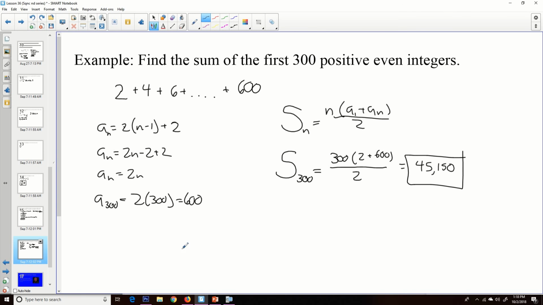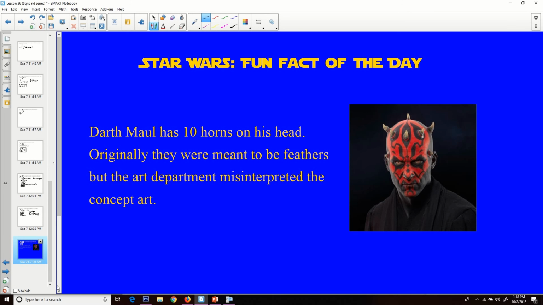We'll put a box around that, call it a day, and say that the Star Wars fun fact of the day is Darth Maul has 10 horns on his head. Originally, they were meant to be feathers, but there is a rumor that the art department misinterpreted the concept art and turned them into horns. He looks far more menacing with horns than I think he would with feathers.